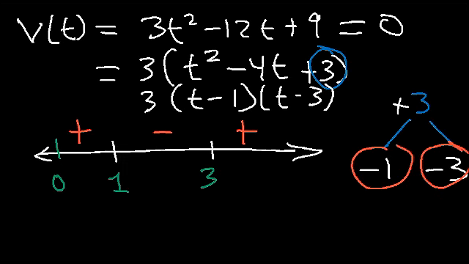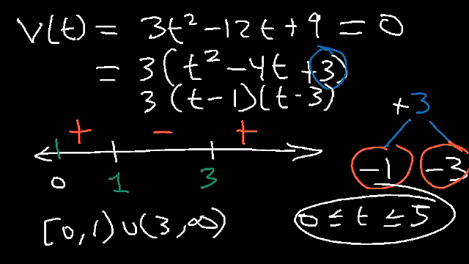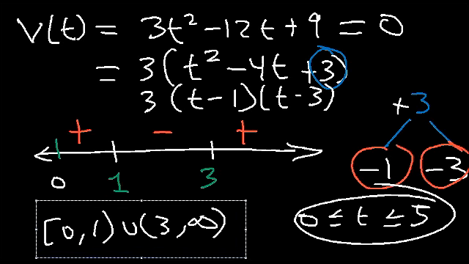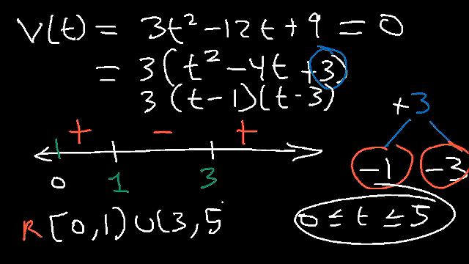Now granted, time can go to infinity. However, the original function was restricted from 0 to 5. If we didn't have this restriction, the particle would be moving to the right from 0 to 1 union 3 to infinity. But since we do have it, it's moving to the right from 0 to 1 union 3 to 5. So that's the answer for this particular problem.